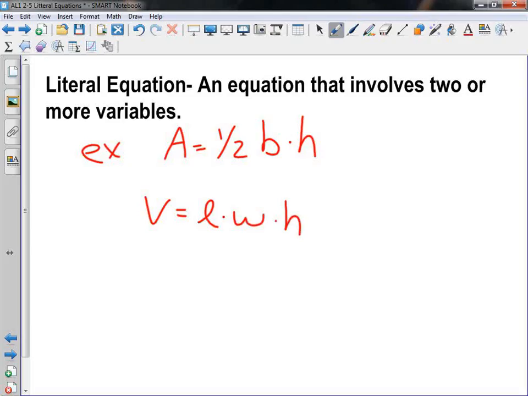volume equals length times width times height. Which type of volume are we dealing with in this one? Squares and rectangles do not have volume, they have area. Rectangular prisms, right? Or a cube if it's a square prism. Okay, good. And there's many, many more like those.